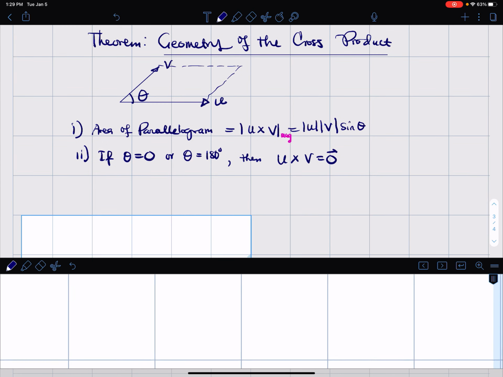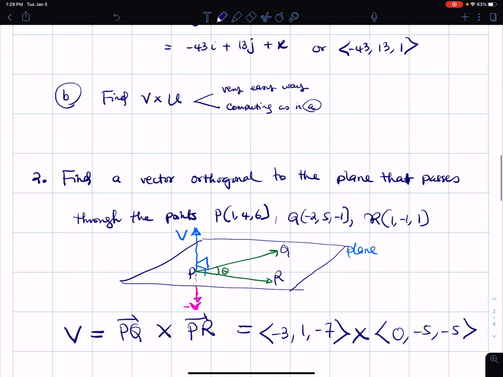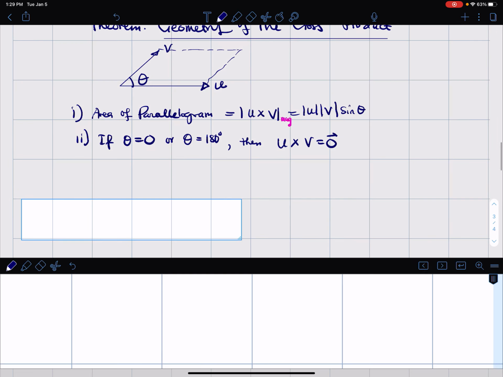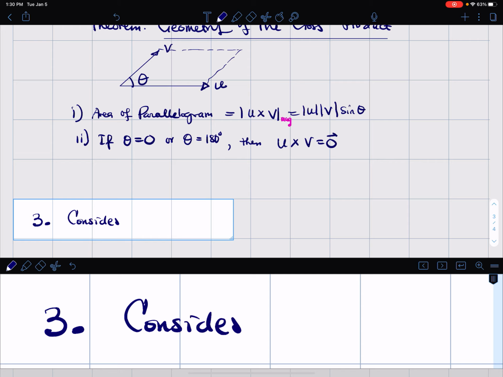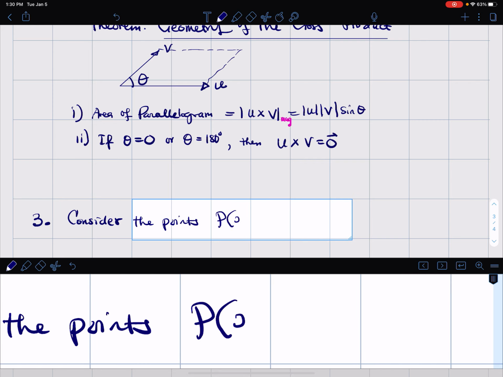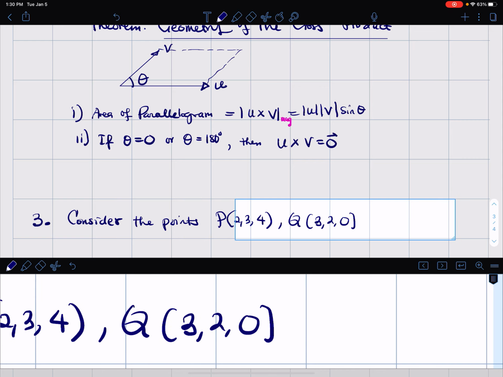Okay? All right, I'm going to leave you with something to do. Try by yourself. Okay. So let's call this example 3. Let's consider our friend P, 2, 3, 4. Let's consider Q, 3, 2, 0. And let's consider O, the origin, 0, 0, 0.